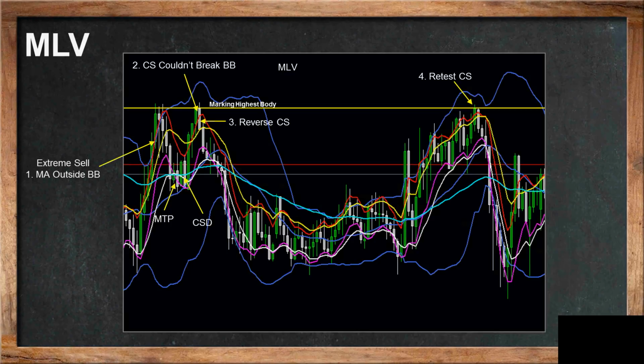So as you can see, this is a good example of an MLV. Sometimes, if you're lucky, the retest might be at this particular area. But I just took this example to show you that it is very important to make sure that your marking highest body is always there. All right.